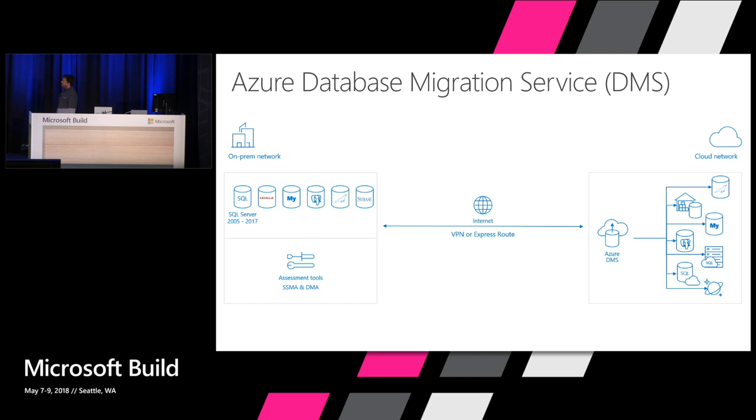As you see here, you have your on-premises network where you can have a wide variety of data sources such as SQL Server, Oracle, MySQL, Postgres. You can have any of these data sources on-premises, and we have supplementary tools called SSMA, which is SQL Server Migration Assistant, as well as Data Migration Assistant.